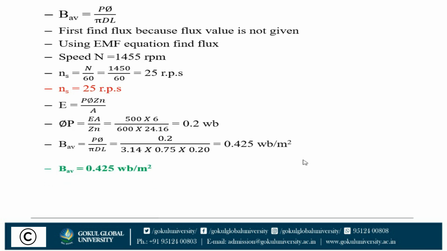Right? So this is a really very easy example regarding specific electric loading. You can find the electric loading, magnetic loading, and dimensions of the armature, like diameter and length. It's a really very easy example according to the previous lecture. Thank you. Thank you very much.